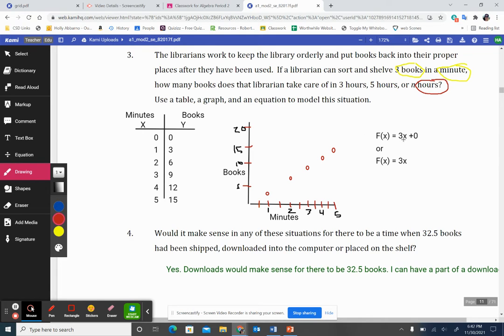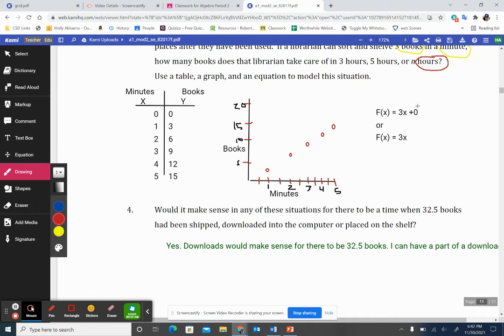Okay. My equation so far is 3x plus 0. So it's 3 books per minute or just 3x. But if I need to convert that to hours, I want you to push pause and talk about if it's 3 books per minute, and here's my equation. If I want to find out 3 hours, what am I going to do to this equation to change it to hours? What would that look like? If it's 3 books per minute, how can I figure out how many per hour? Go ahead and pause the video and have a quick discussion with your seat partner. What would that look like?